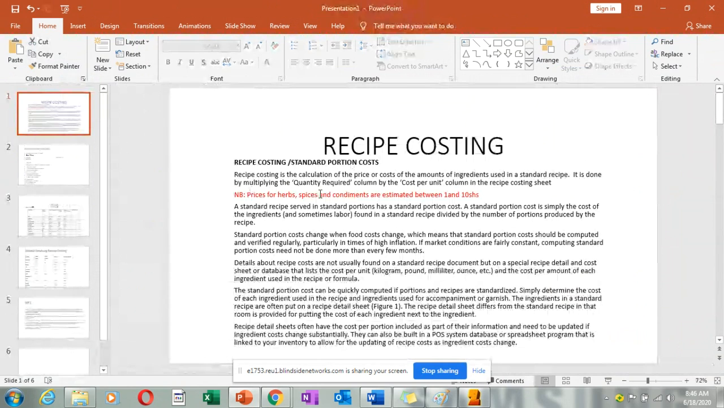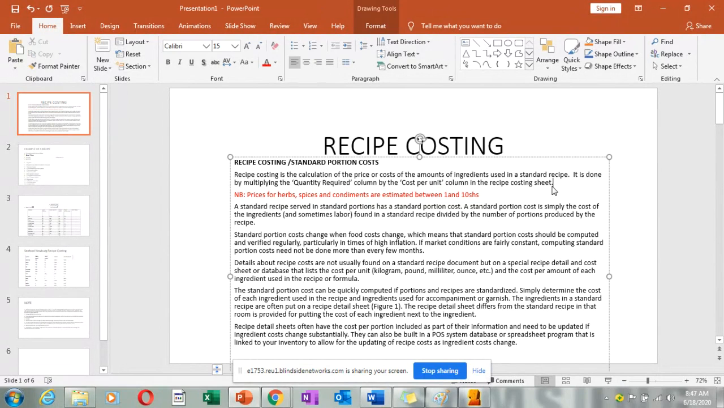Okay. So let me take you back to something else. Look at this. It says recipe costing is the calculation of the price or cost of the amount of ingredients used in a standard recipe. The price or the cost of the amounts of ingredients used. Not just ingredients, but the amounts. So we are not going to calculate for a whole kg if it was not the whole kg that was used. So we cannot say that the price of meat is 450 when we only use a quarter of the meat, isn't it? Yes. And this is done by multiplying the quantity required column by the cost per unit column in the recipe costing sheet.